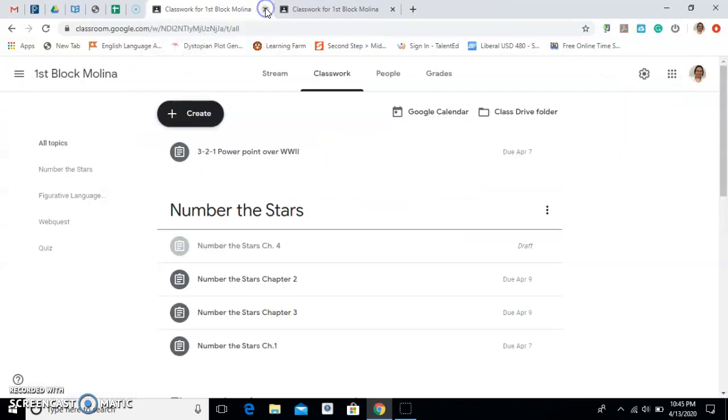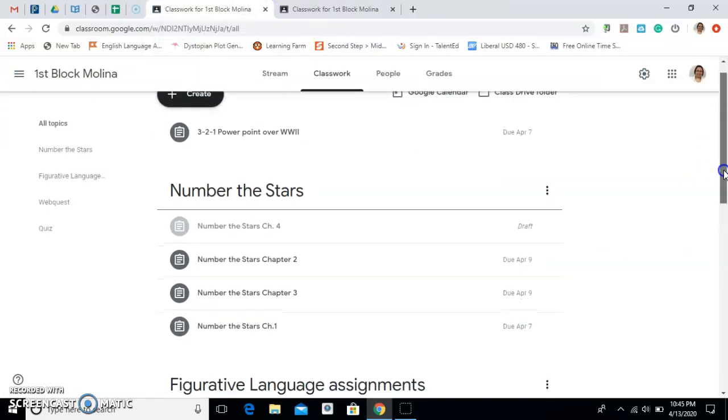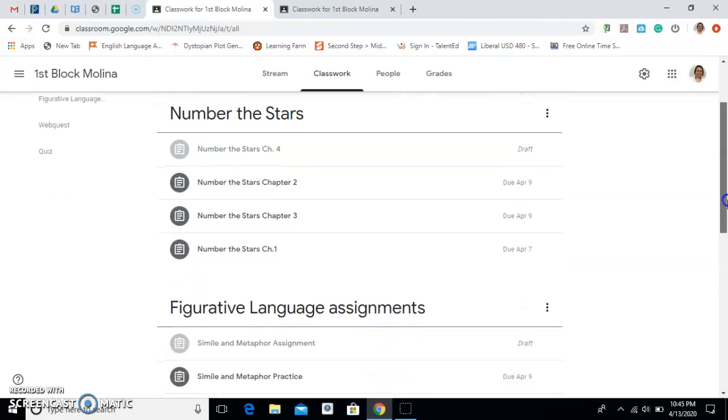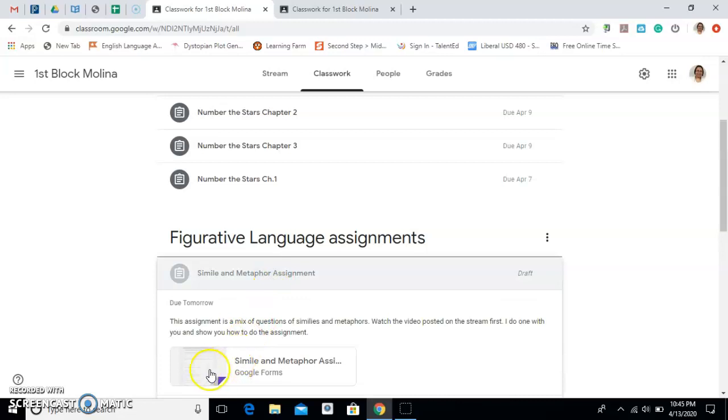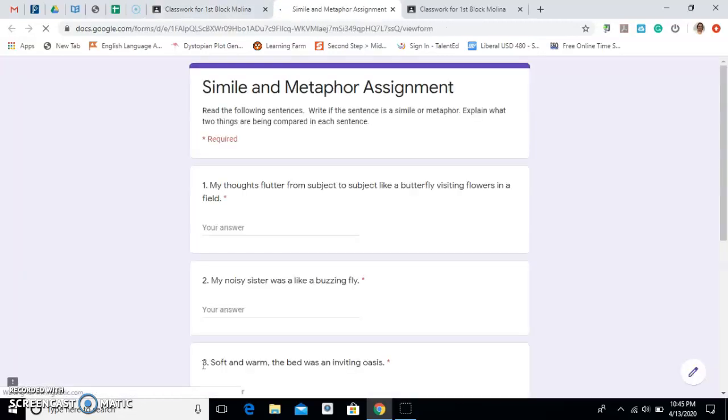Go back, do that. And when you log into your Google Classroom, you will have a couple of different things to do. The first thing I want you to do is the figurative language assignment, which is the simile and metaphor assignment. And when you click on it, it says you're to read the following sentences and write if the sentence is a simile or metaphor, and then explain what two things are being compared. That means each question is worth 3 points.